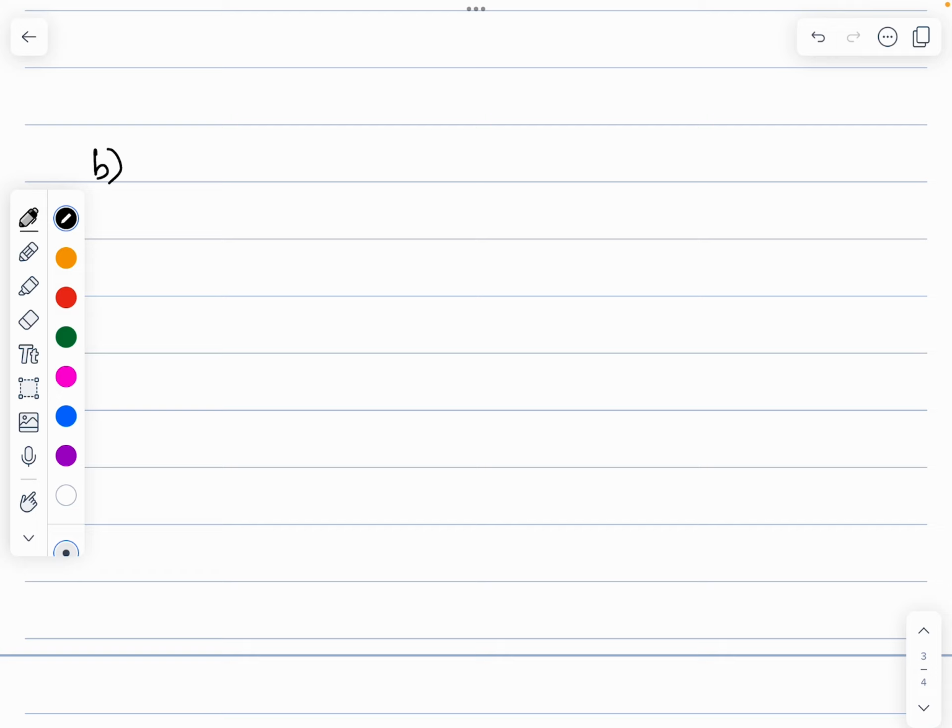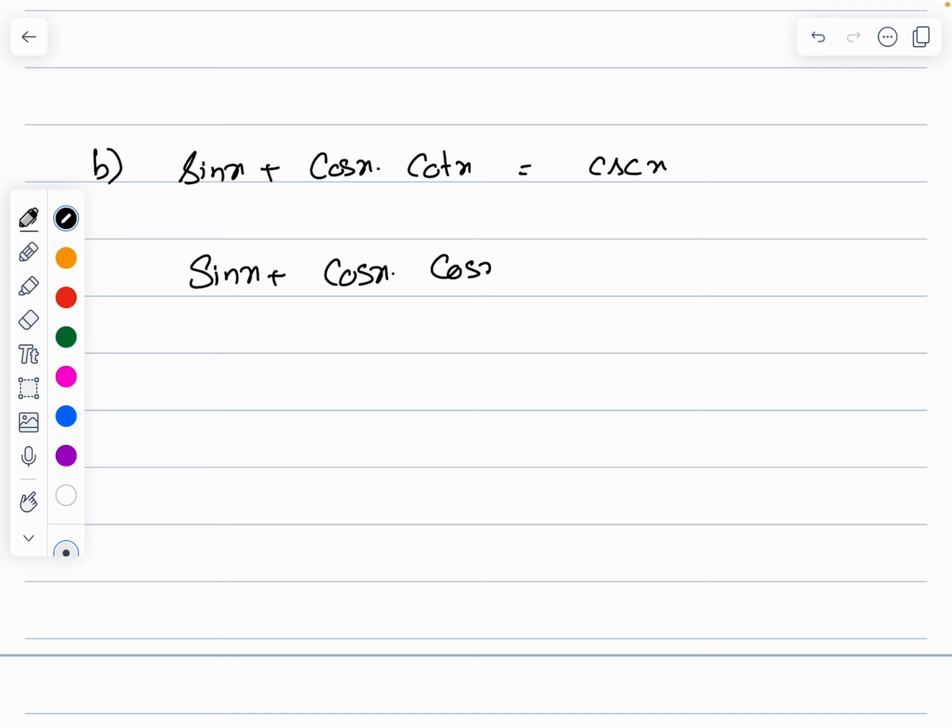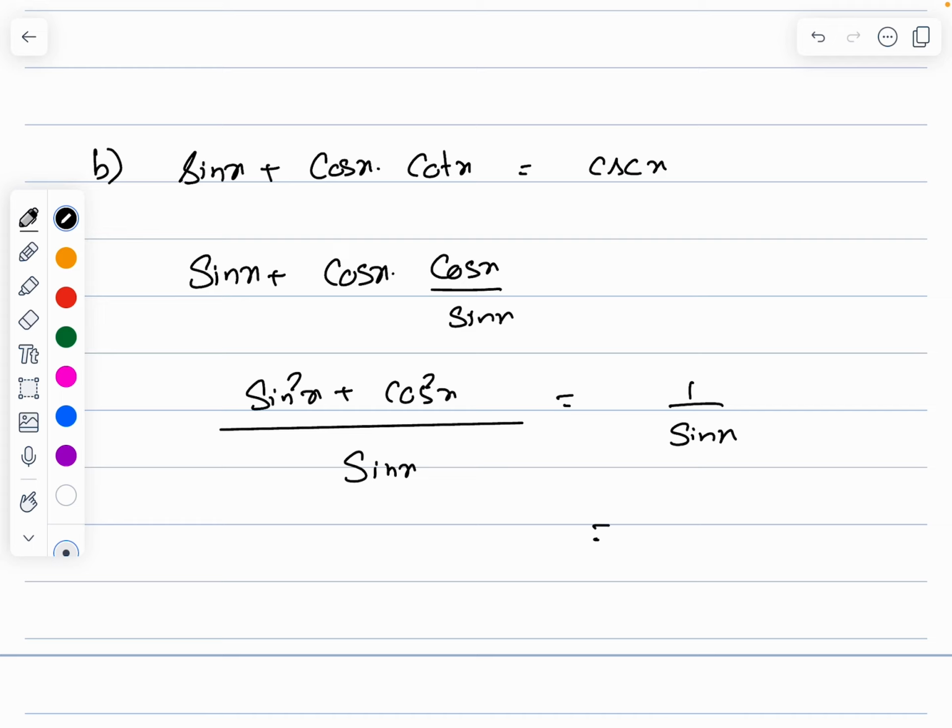Now the next one, sin x plus cos x times cot x should be proved as cosecant x times cos x upon sin x. So the common denominator is going to be sin x. Then cross multiplication, sin square x plus cos square x. What is sin square x plus cos square x? 1. 1 upon sin x is nothing but what? Cosecant x.